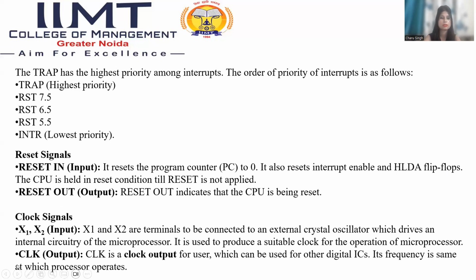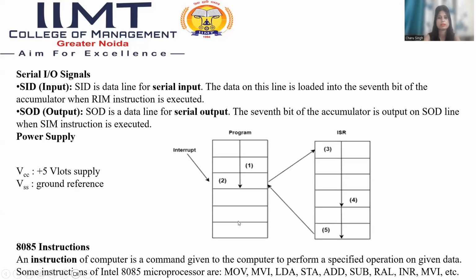Then we have clock signals, X1, X2. X1, X2 are the terminals to be connected to the external crystal oscillator, which drives the internal circuitry of the microprocessor. It is used to produce a suitable clock for the operations of the microprocessor. Then we have clock out. Basically, it is a clock output for the user, which can be used for other digital ICs and uses the same frequency at which the processor operates.